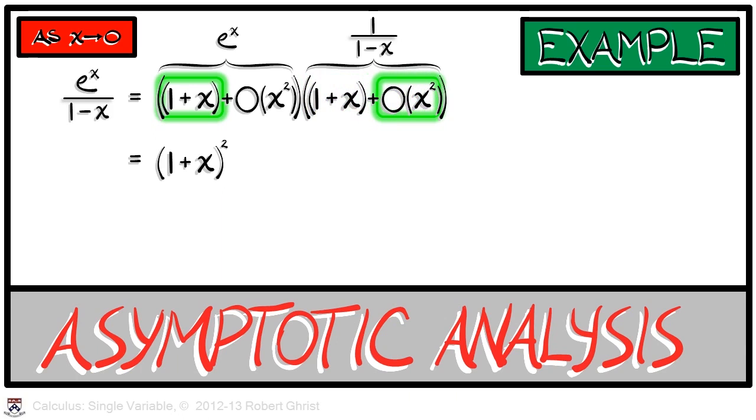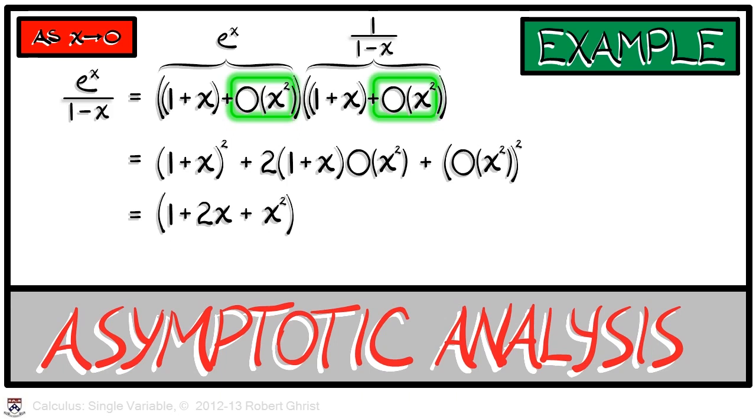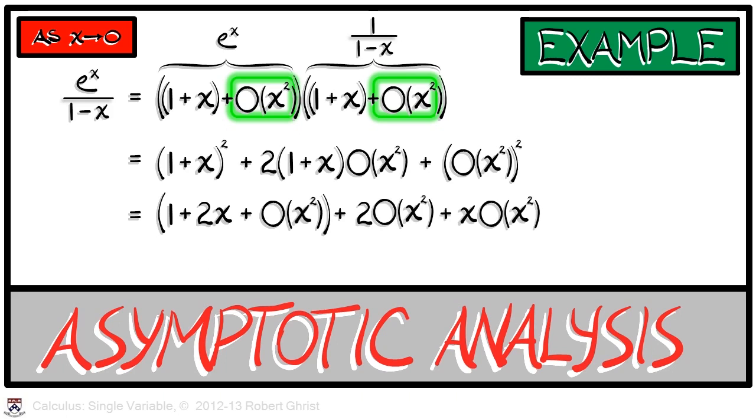The next term is 1 plus x times big O of x squared. Of course, we have 2 copies of that, so we'll put a 2 out in front. And our last term is big O of x squared, squared. All right, now how do we deal with multiplying by big O? Well, collect together the first term, and then notice that that x squared is in big O of x squared, so we can forget about it.